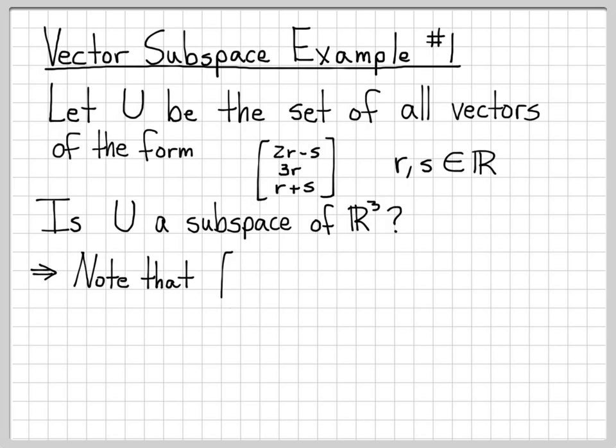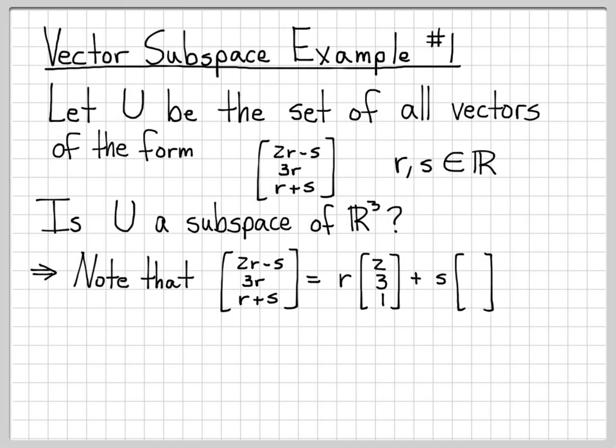So one thing that we can note is that we can actually rewrite this vector in a certain way. We can rewrite this vector as r times the vector 2, because there's a 2 right here, as the second element we can put a 3 there, and 1 is the third element. And then we can add s times the vector -1, 0, 1, because there's a -1 here in terms of how many s's there are. There are 0 s's here, and there is 1 s right here.